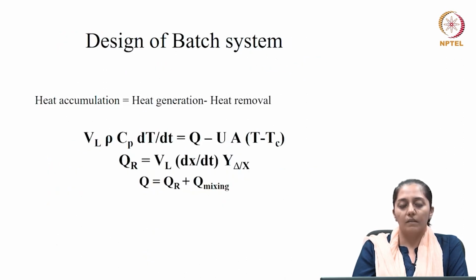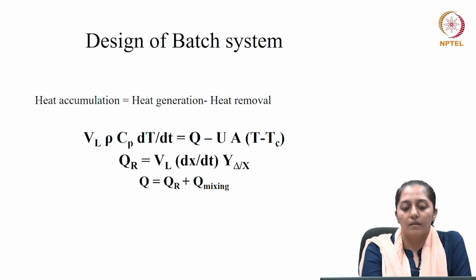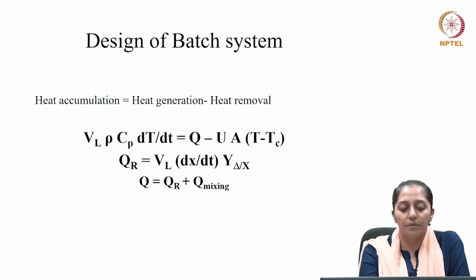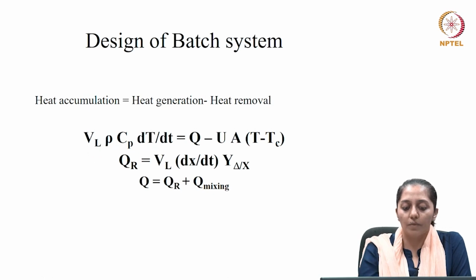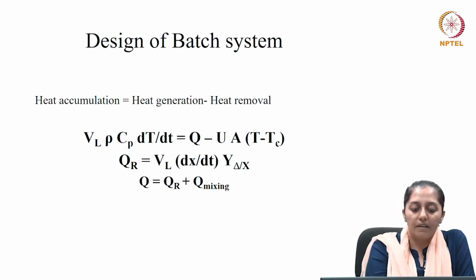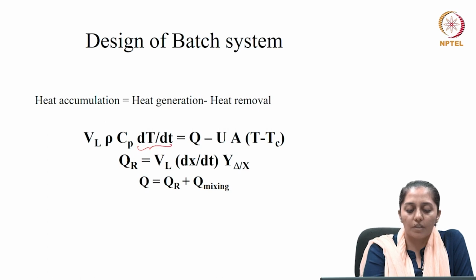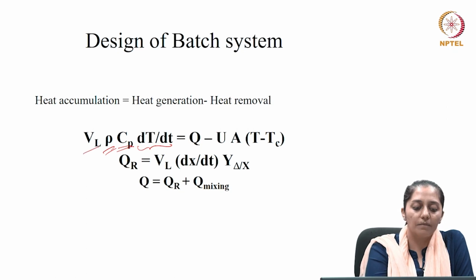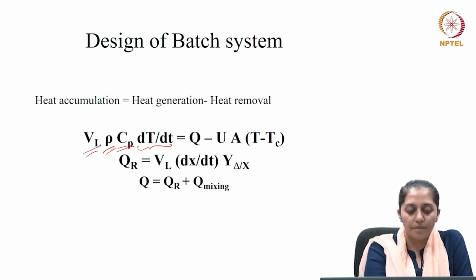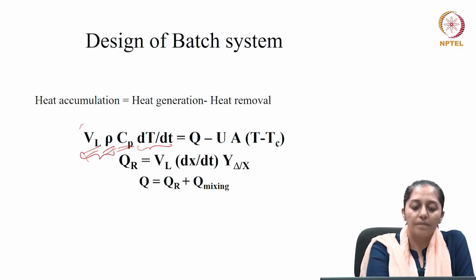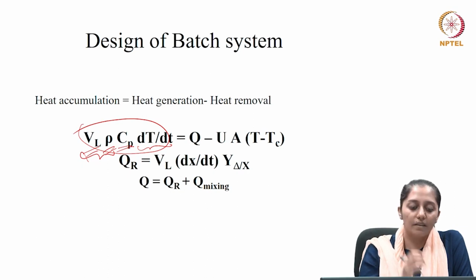So, in order to design the batch heat exchanger, if you do a heat balance, the amount of heat accumulated will be equal to the amount of heat generated minus heat removed. The rate at which the heat will be accumulated, and the change in the temperature with time observed in the fermentation medium, can be given as follows. Let us assume the rate of change of temperature with time is dT by dt. Cp is your specific heat, rho is the density of the fermentation medium, Vl is the volume of the fermentation medium. So, mCp delta T is the rate at which the heat is getting accumulated in the fermentation medium.